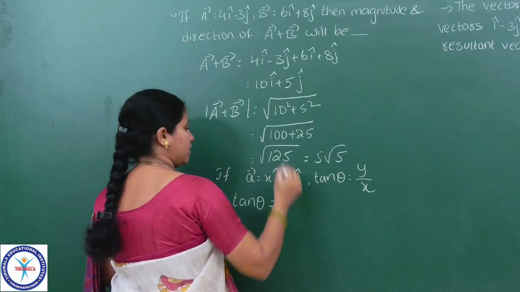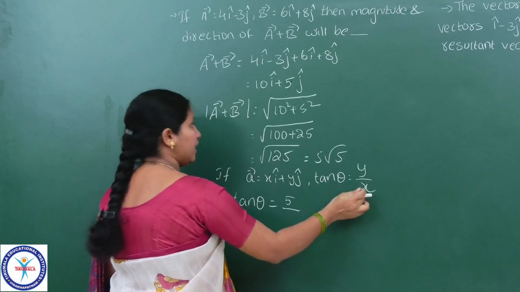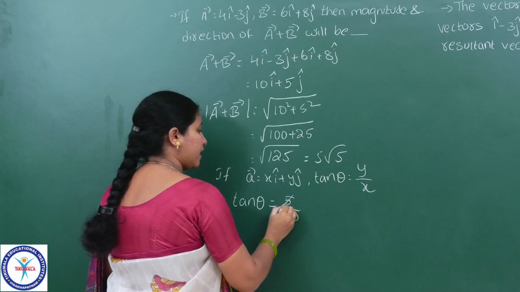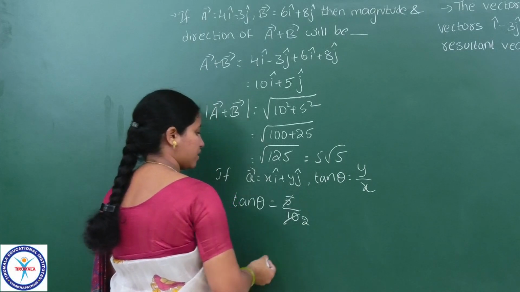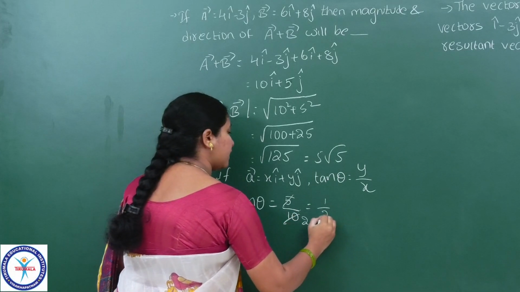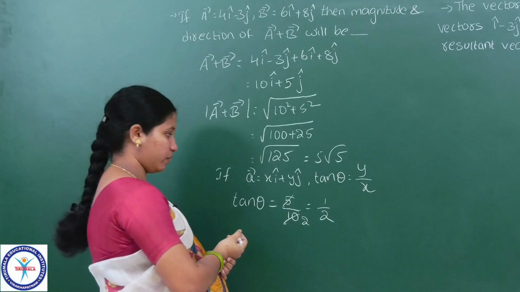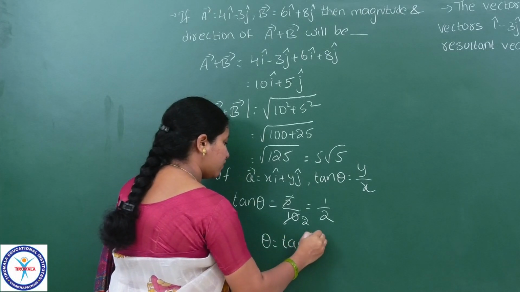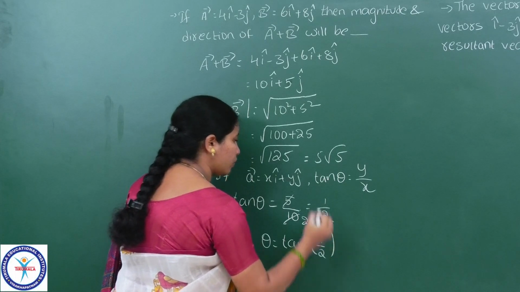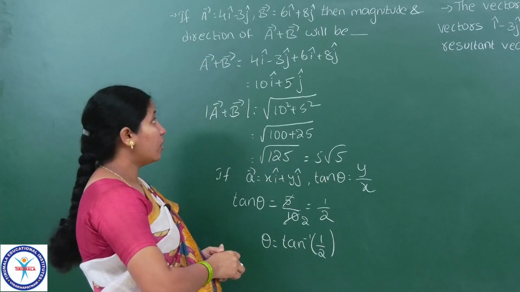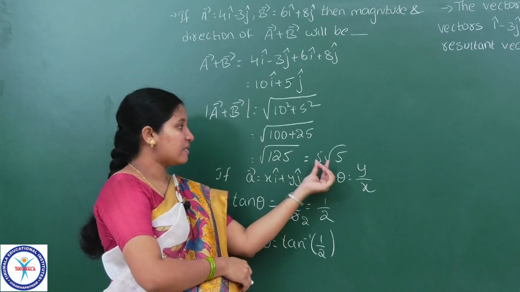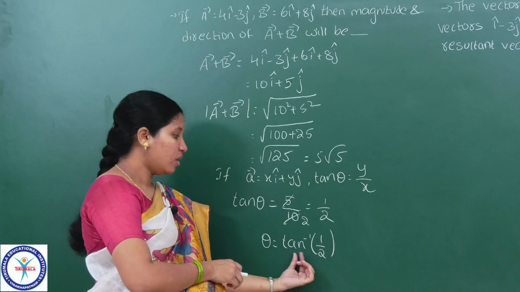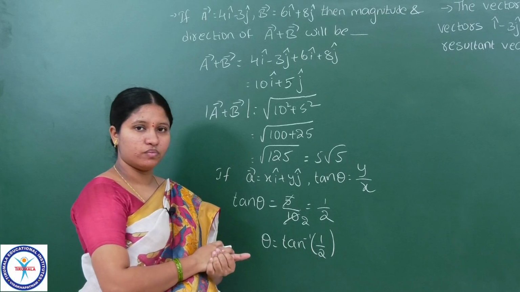So the direction of A bar plus B bar is given by tan theta equals y by x. y is the coefficient of j cap, which is 5, and x is the coefficient of i cap, which is 10. So 5 goes into 10 two times, and we get tan theta equal to 1 by 2. So theta is equal to tan inverse 1 by 2. So the magnitude of A bar plus B bar is 5 root 5 and the direction is theta equal to tan inverse 1 by 2.